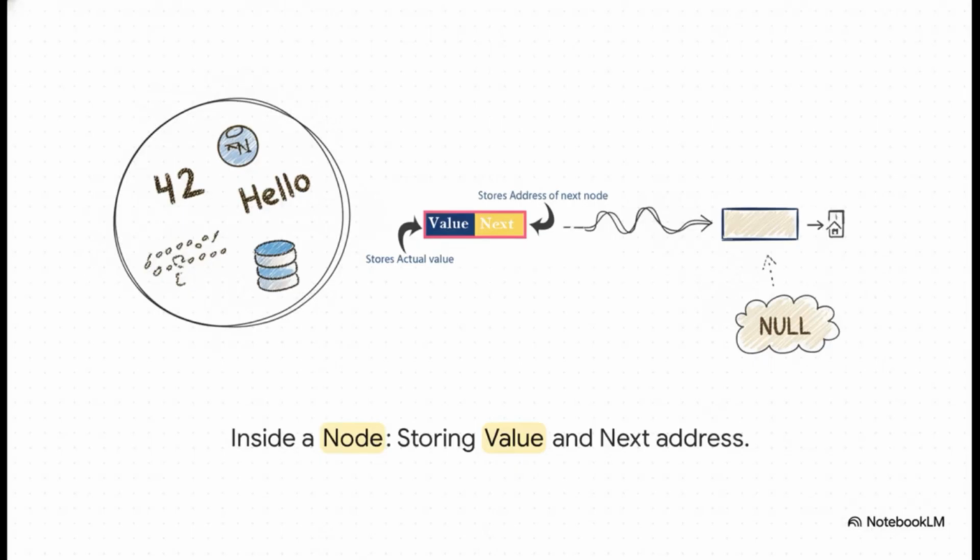Now, what's really interesting here is the visual split right down the middle of the node. On the left side, you have the value. That's storing your actual data. But on the right side, you've got the next pointer. It literally just stores the memory address of where the next node lives. And if there is no next node, it just points to null, signaling the absolute end of the line.